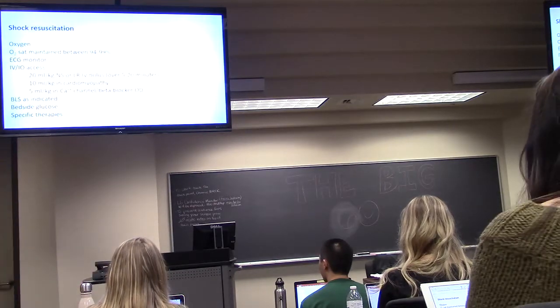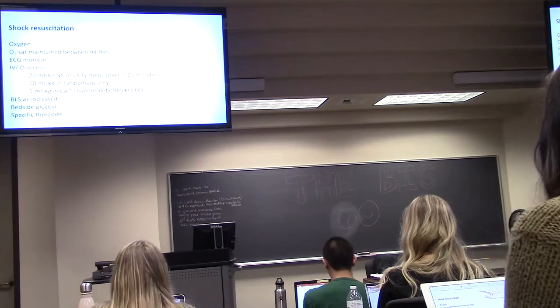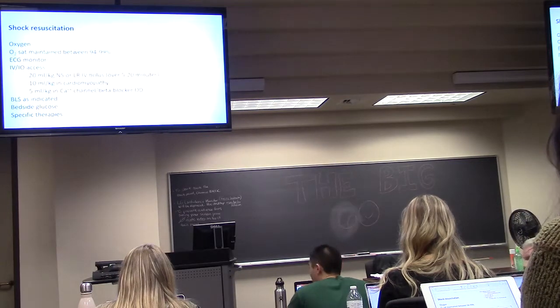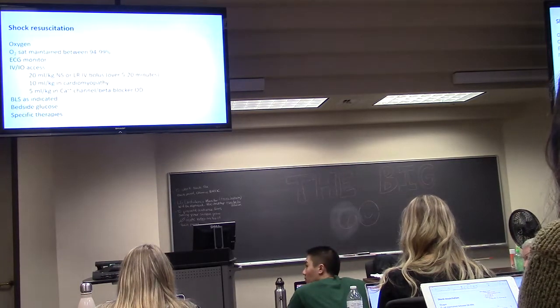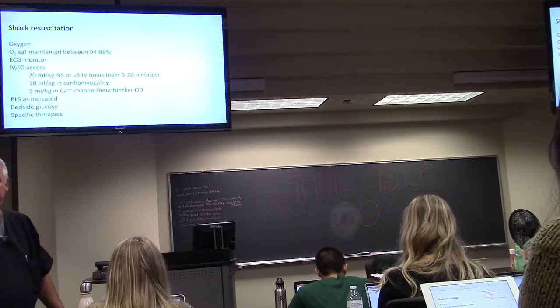What's the next thing I should do? Check her blood pressure. Did it work? No, it's still at 68. Listen to her lungs. They're clear. Do it again. And I'm going to do it 3 times.